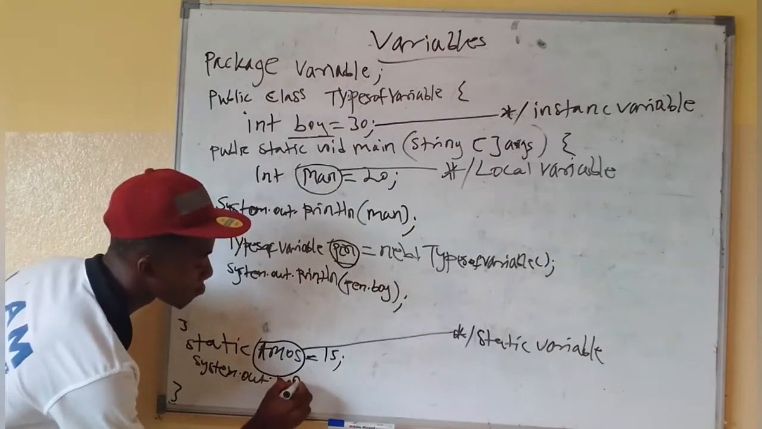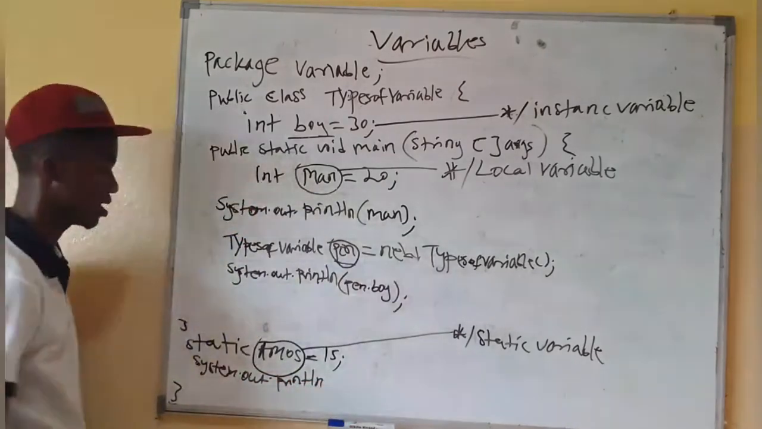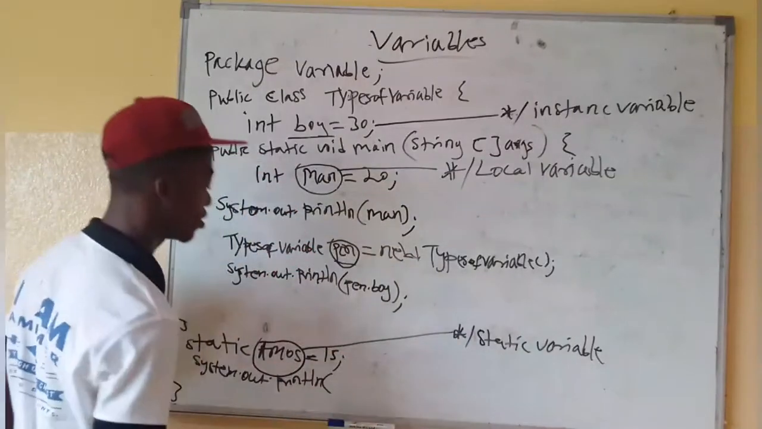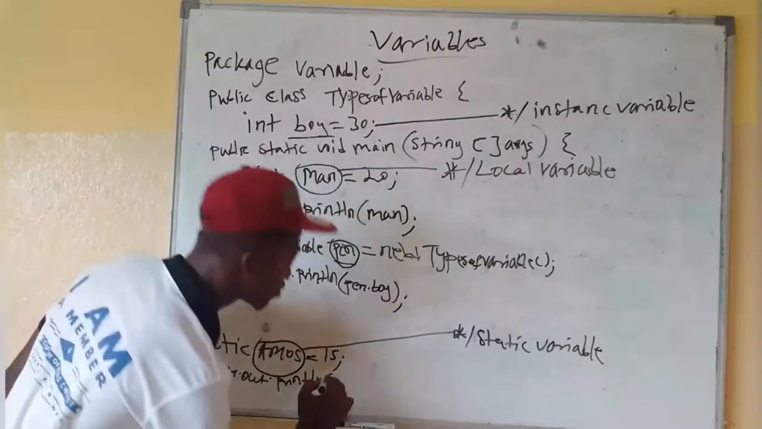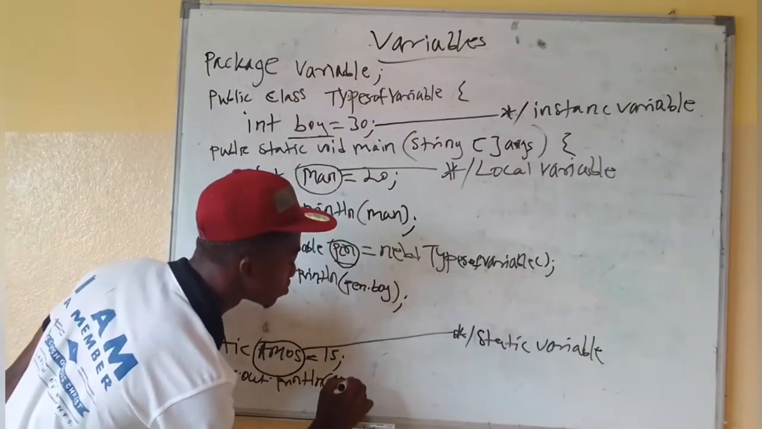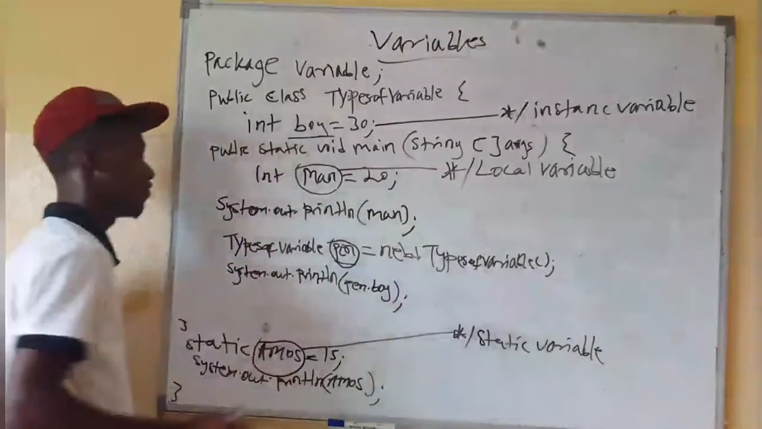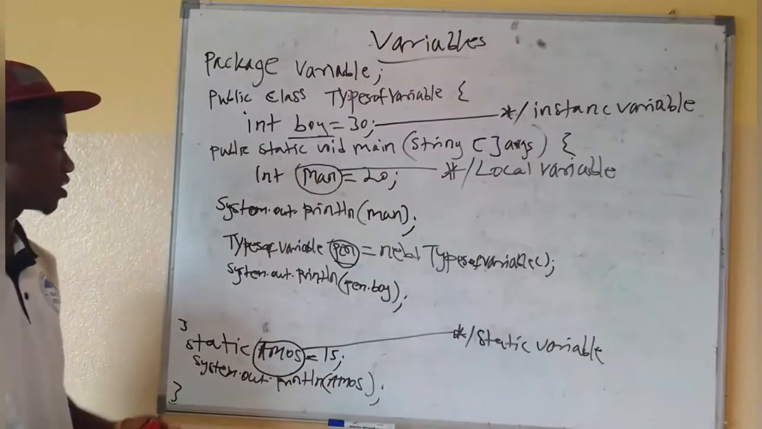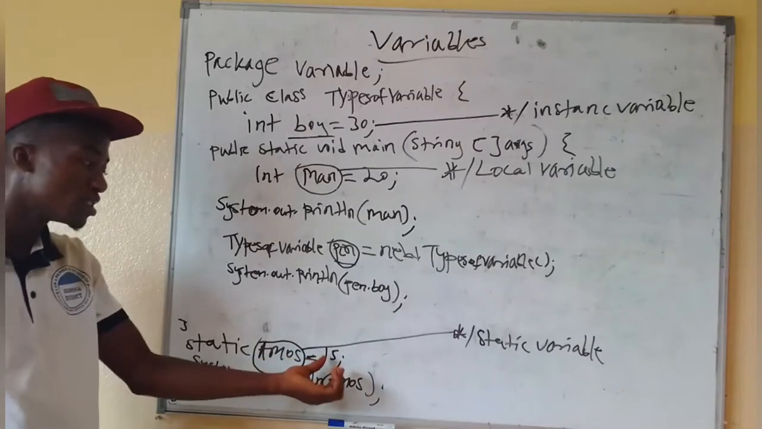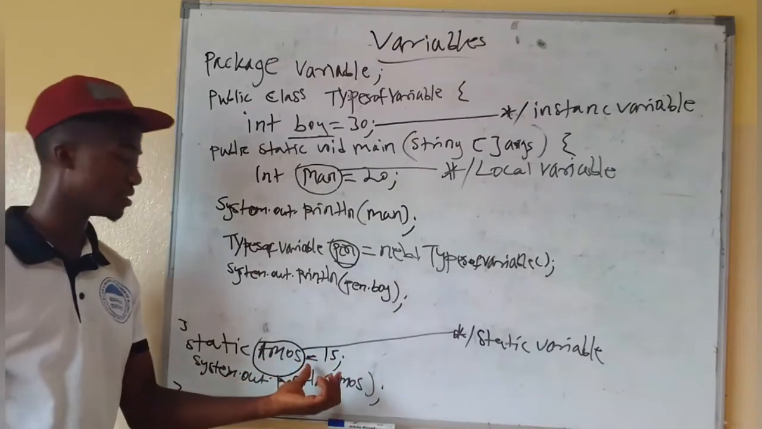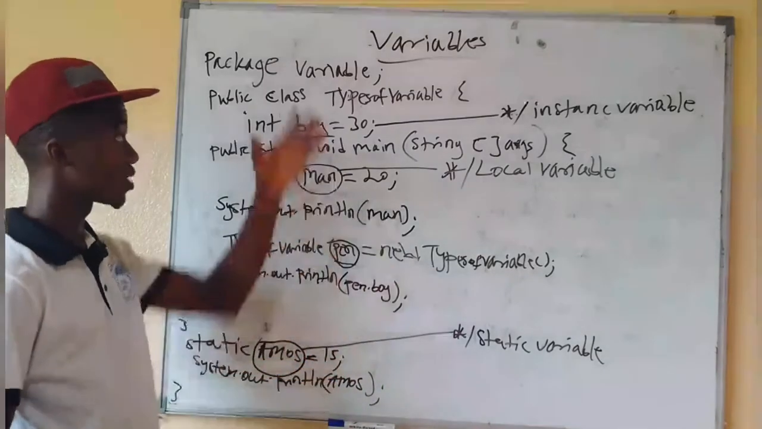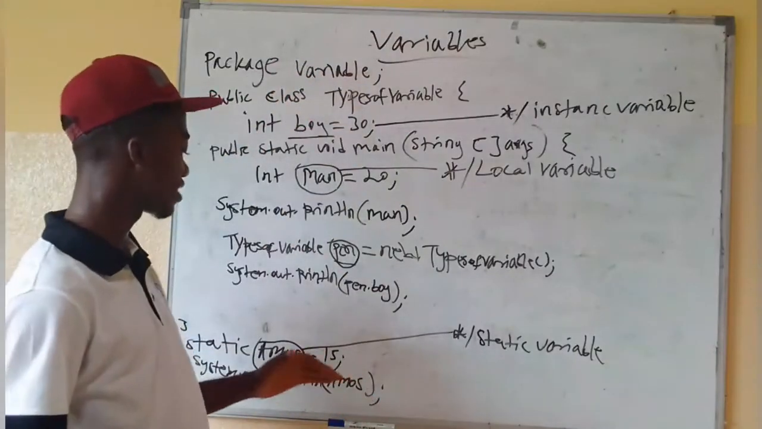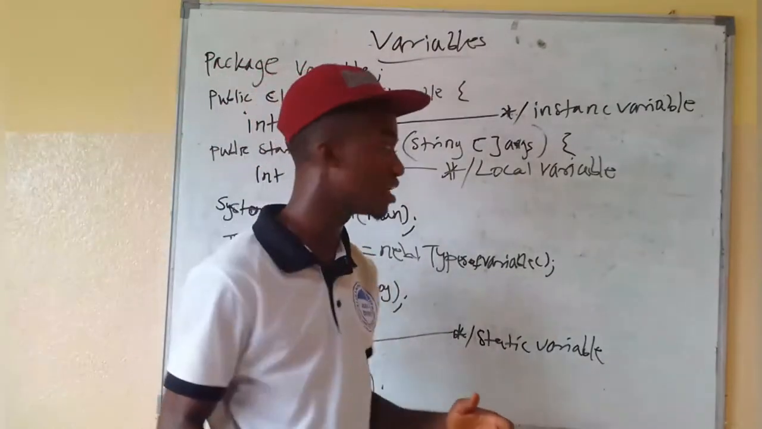System.out.print, then open parentheses, and then I just have to put Amos. If I print now, I won't see Amos, but I'll see the value that Amos is holding, which is 15. So these are the types of variables, and this is how we might be able to identify them.